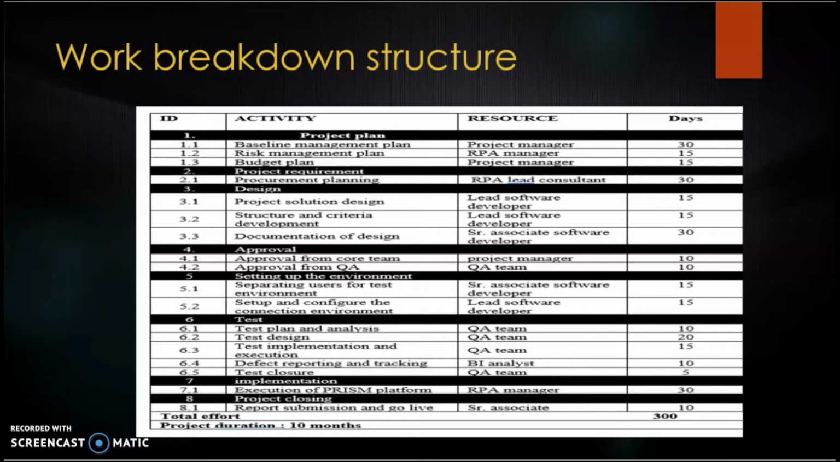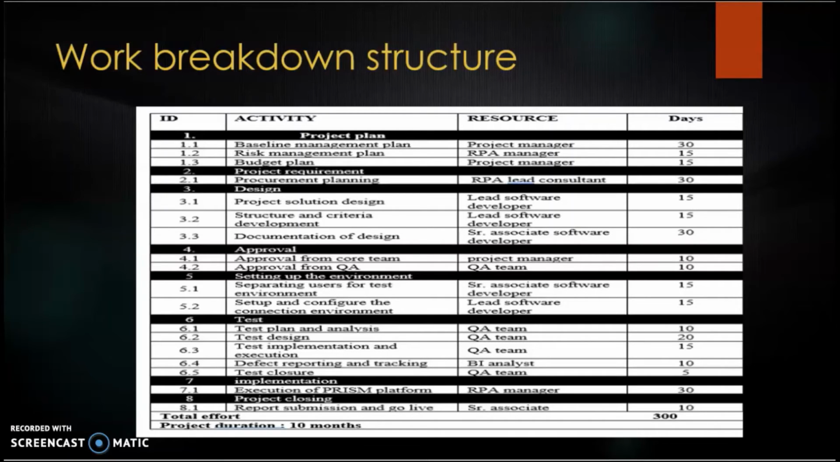The next stage of the project is implementation of the project. That means the execution of the Prism platform. It was done by the RPA manager. The maximum time period is 30 days. The last stage is the project closure. That means we have to submit a report and we have to go live with the project. And this was done by the senior associate software developer, and the time period is 10 days.